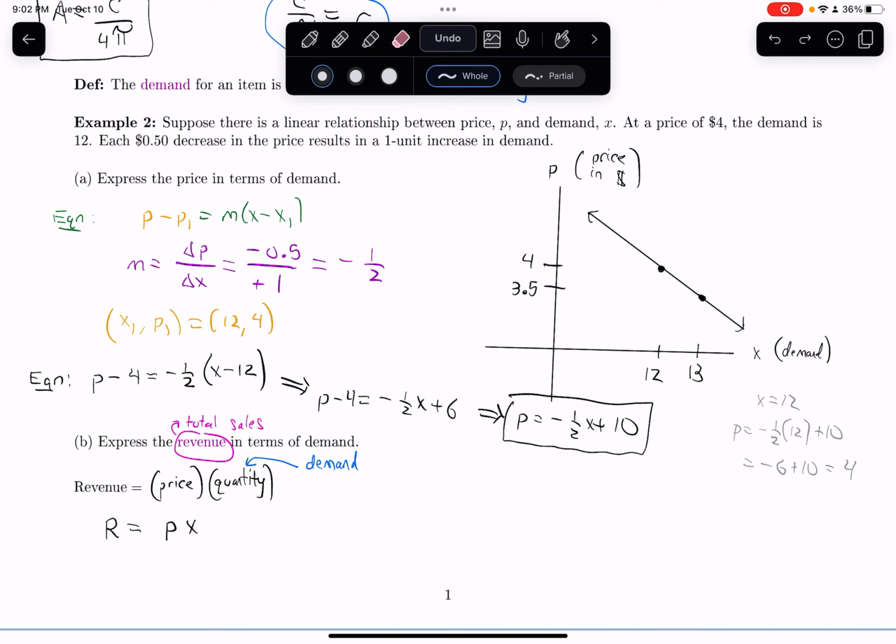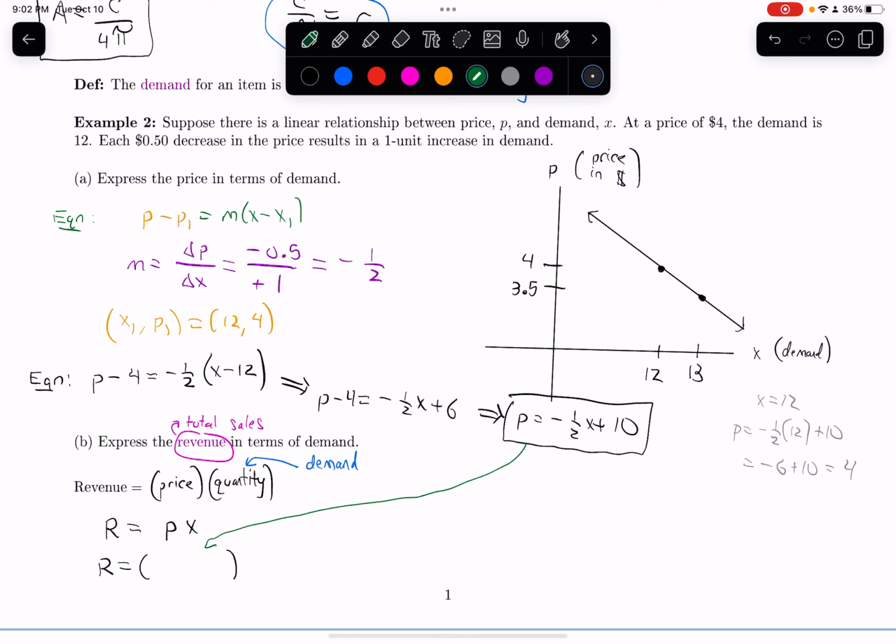Okay, so how can I get rid of that P if I'm not allowed to just divide it over? Well, what I can do is substitute in for P, because I know what P is from the previous part. So plugging that in, I get P is negative 1/2 X plus 10. And then this X is still there. So P times X. And now we got it. Now I got revenue in terms of just the demand variable on the other side.